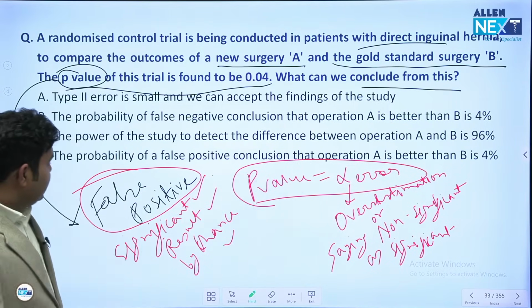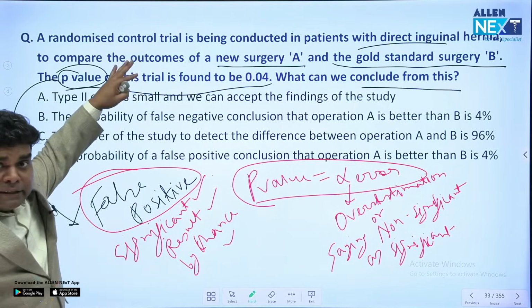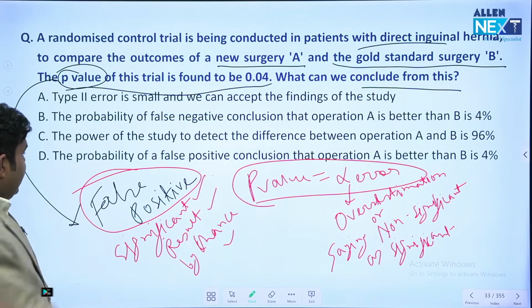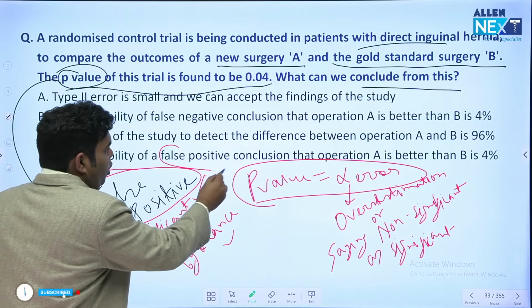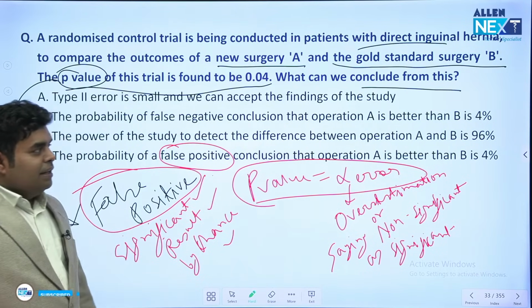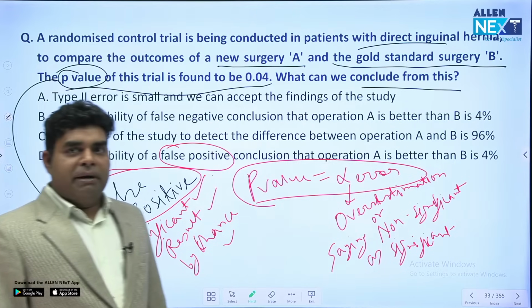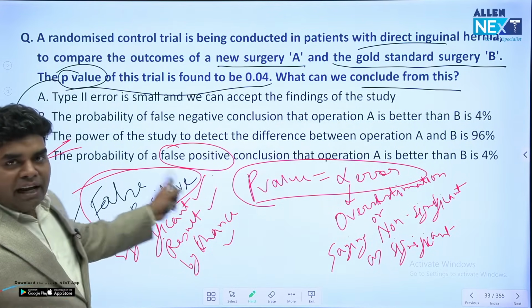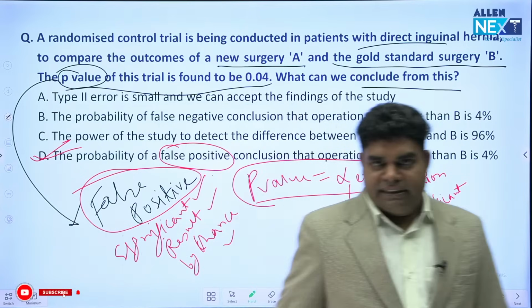सो रिमेंबर दिस पॉइंट, p value is same as alpha error, both means false positive. And in this 4 line, if you see line D is saying probability of false positive report, that operation A is better than B is 4%. So wherever false positive is written, that is alpha error, that is p value, and that is the answer.